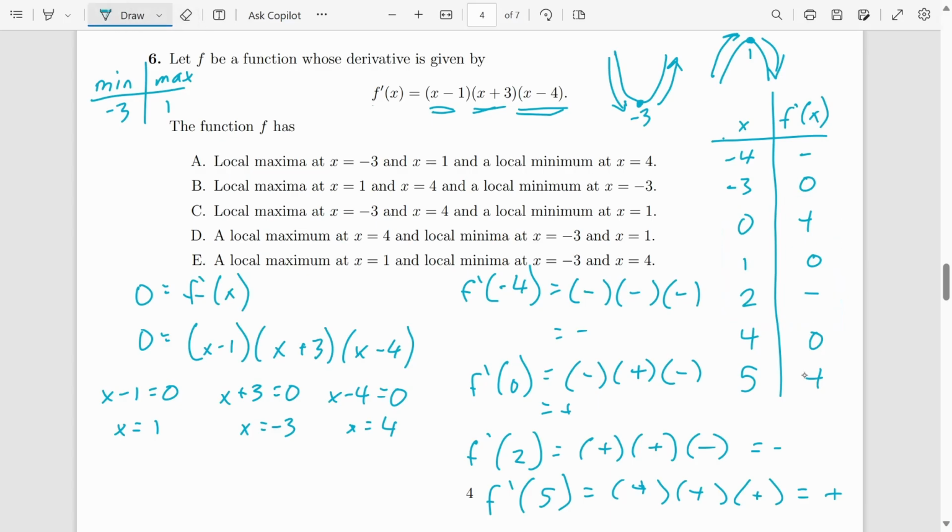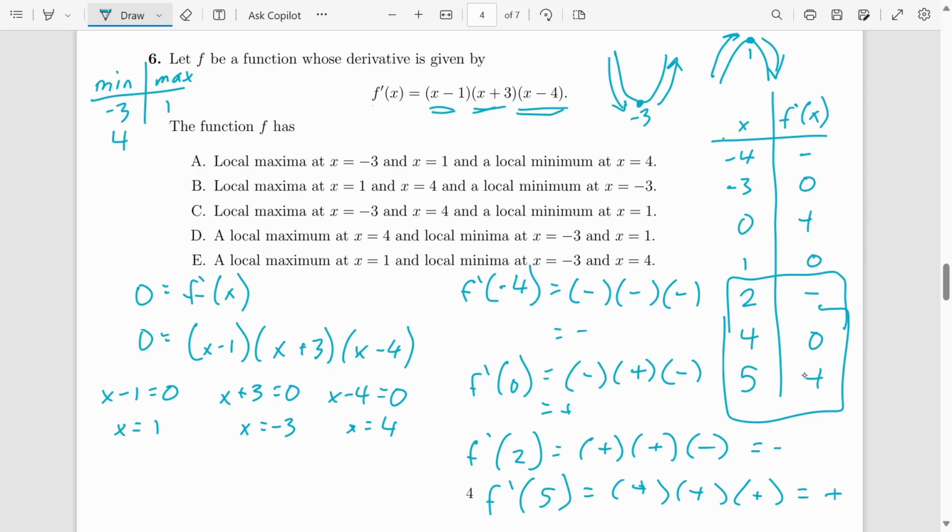And our final critical point, x equals 4, is the same thing as critical point x equals negative 3, where we have a negative slope on the left and a positive slope on the right. So that's what minimas look like. So we'll go ahead and put 4 under the minimums.